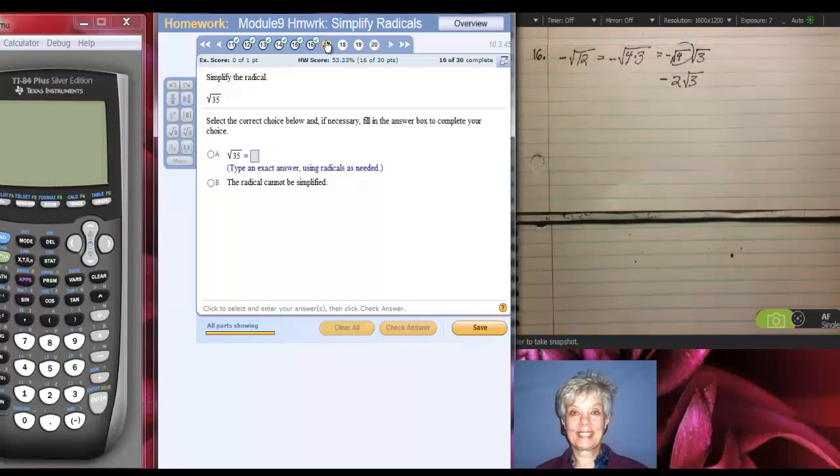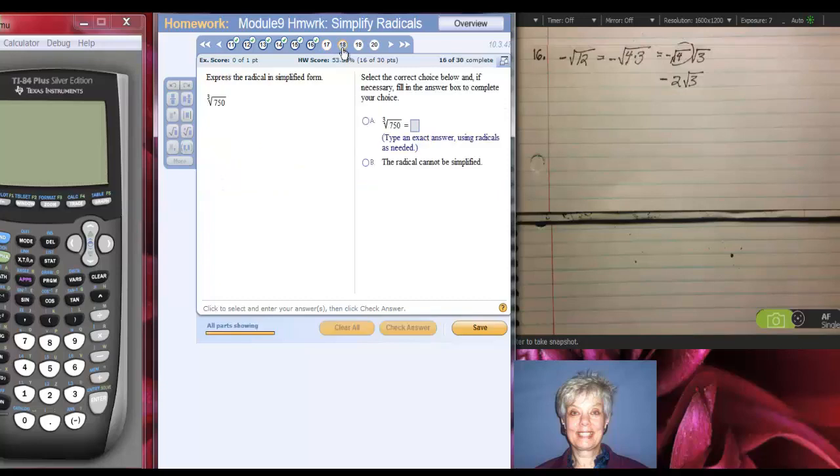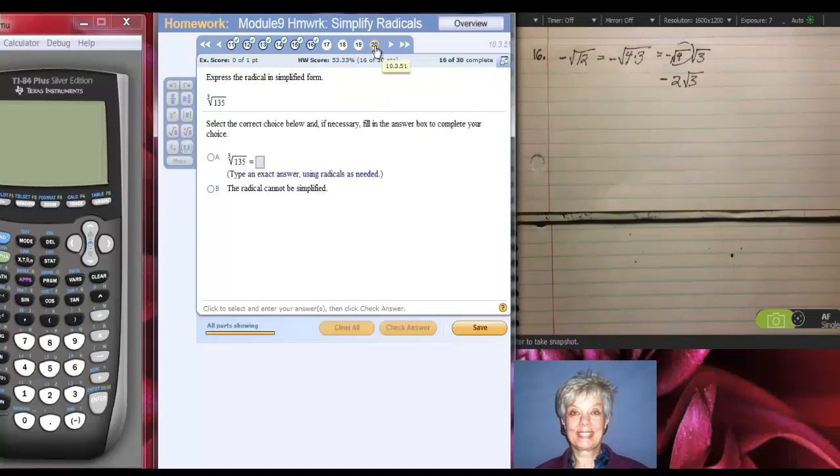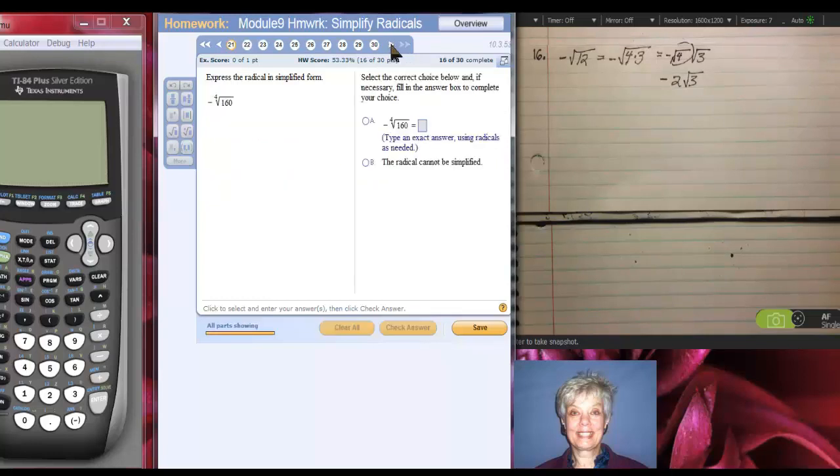17. Same idea. Ah, but is it? What does 35 break down into? I will let you figure that out. The cube root of 750. Work on it. The cube root of negative 80. You're allowed to have a negative under the radical when it's a cube root. So work on it. And 20. Work on that. 21. Work on that.